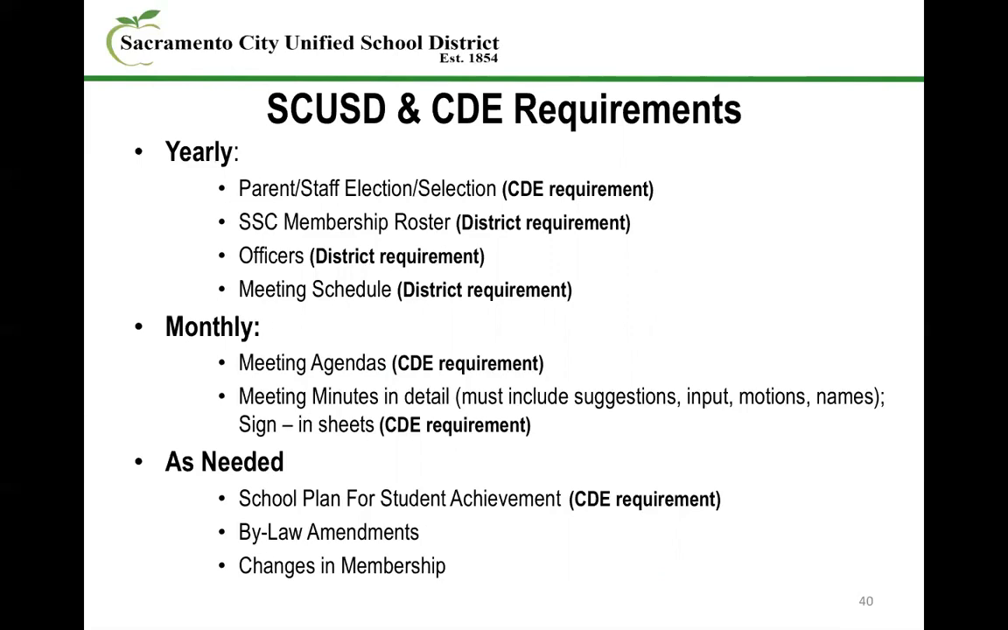Monthly, it's required that you send your meeting agendas, your meeting minutes in detail, as we spoke of before, and all your sign-in sheets. And as needed, we'll need your school plan for student achievement, your SPSA, bylaw changes, and changes in membership. And those reports can be sent to Dr. Adipo's office in the state and federal department.